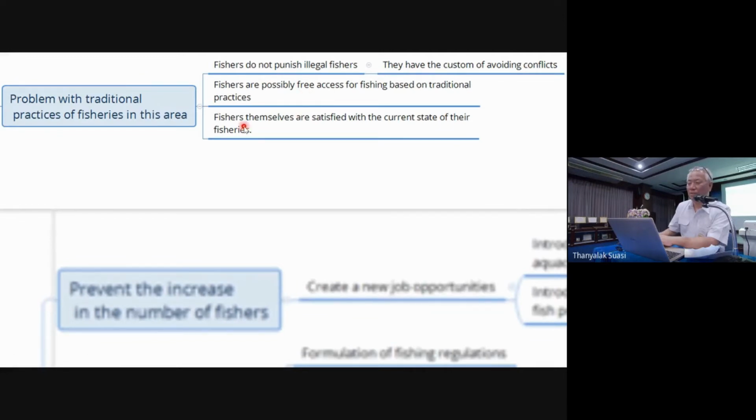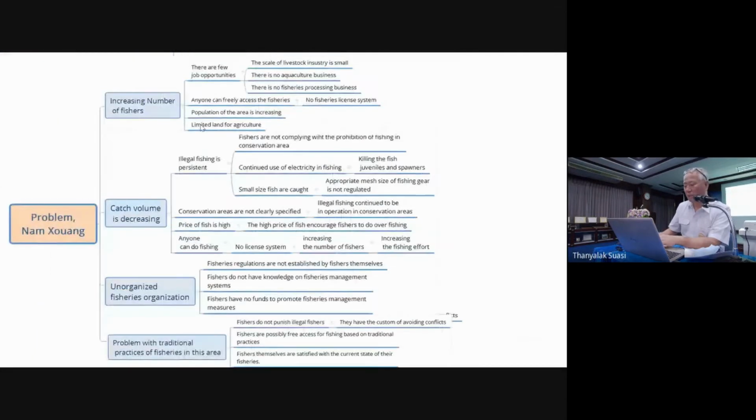And then fishers themselves are satisfied with the current status. This is more... they are not dissatisfied. I cannot believe that many fishers say that. So this is the final issue. Maybe this problem is out of the scope of this project and the project cannot solve this issue, but we pick up that issue also.